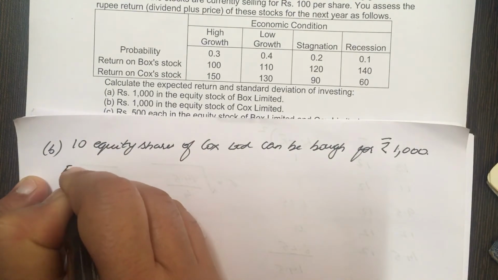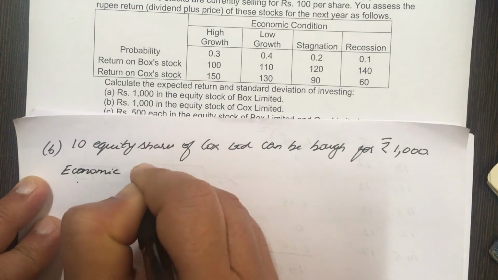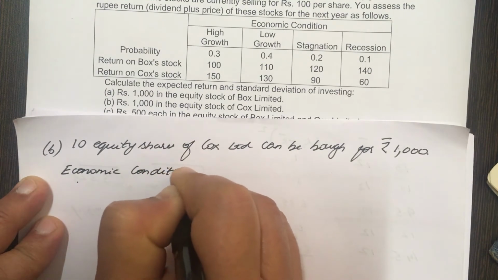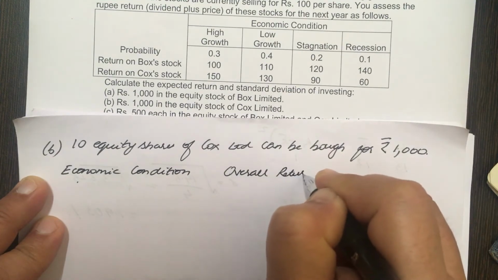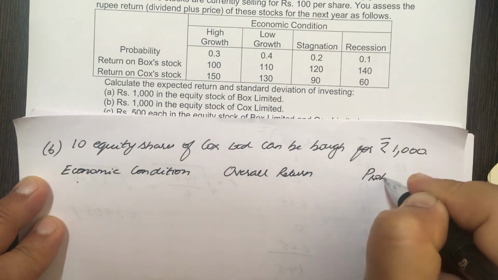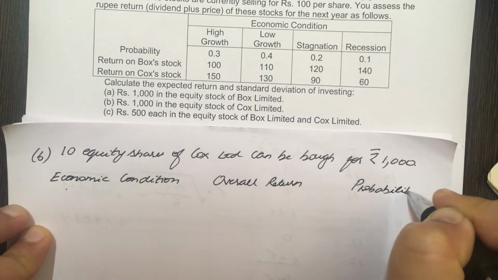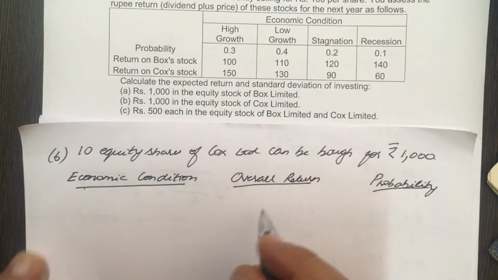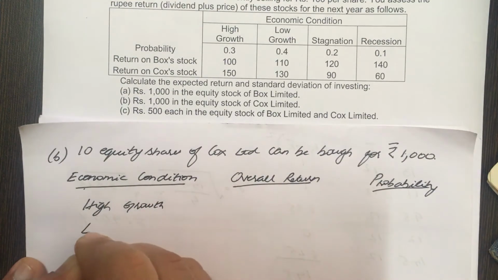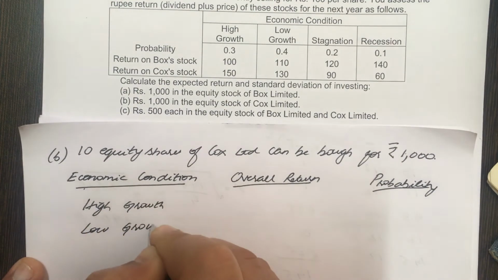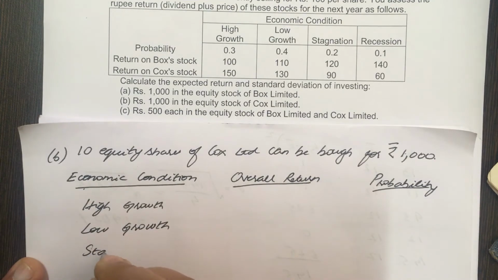How we found out A? Show the economic condition, the overall return, and probability. Okay, so you have high growth, low growth, stagnation, and recession. All right, and what is the overall return?